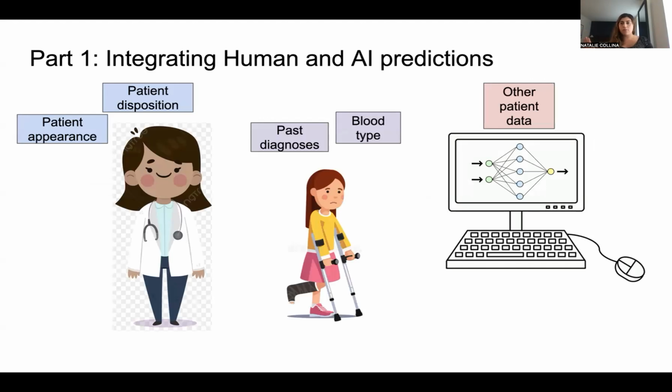Okay, back to our motivating example. Let's say that there's some operation that the doctor wants to perform, and they think, okay, maybe this is a good idea for this patient. And they ask the AI what they think the risk of the operation is. And the AI comes back and says, I think it's 20%.